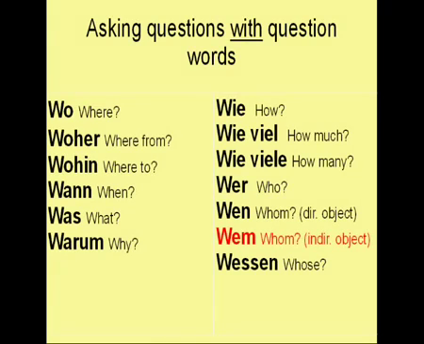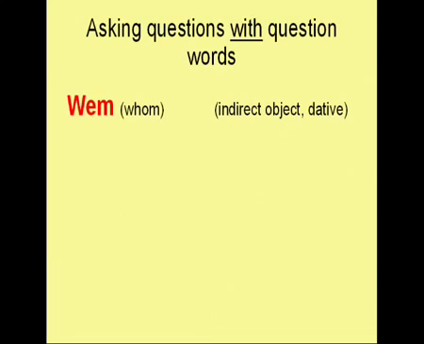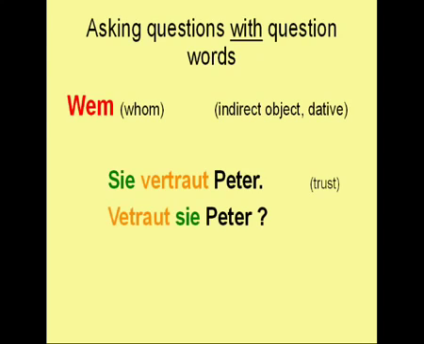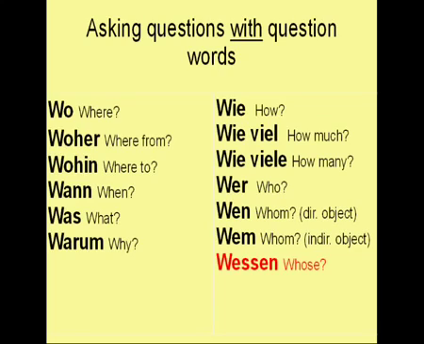And then we have the word wem, which also stands for whom, and which you use when you are asking for an indirect object. This means the dative case. Sie vertraut Peter. She trusts Peter. Vertraut sie Peter? Does she trust Peter? Wem vertraut sie? Whom does she trust? And then we have the word wessen, which means whose.